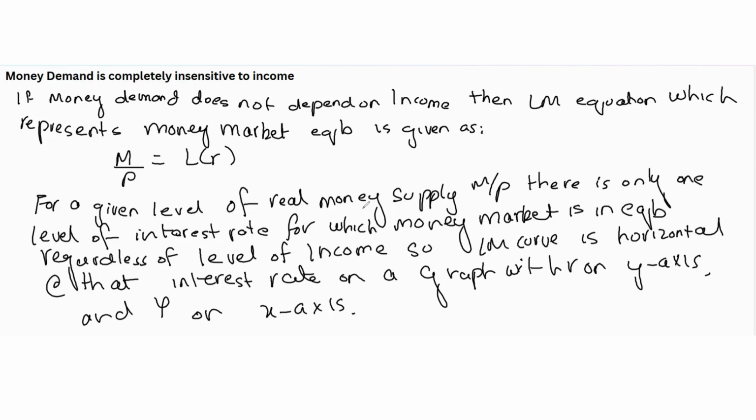So the idea is that when money demand does not depend upon income, then our LM equation, which represents money market equilibrium, is real money supply equal to real money demand, which only depends upon R. It does not depend upon Y. Now, in general, it does, but in this case, it doesn't. So for a given level of real money supply, there's only one interest rate for which the money market is in equilibrium, regardless of the level of output. So the LM curve is then just drawn horizontally at that level of interest rate on a graph where you have interest rate on the vertical axis and output on the horizontal axis.